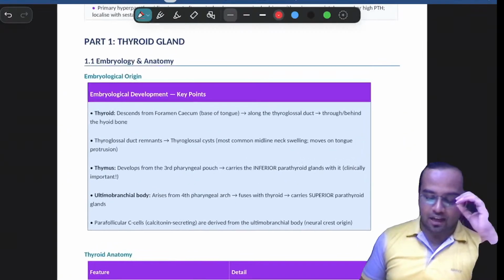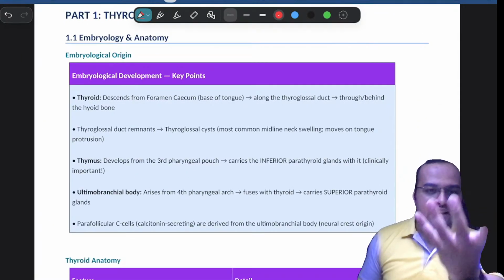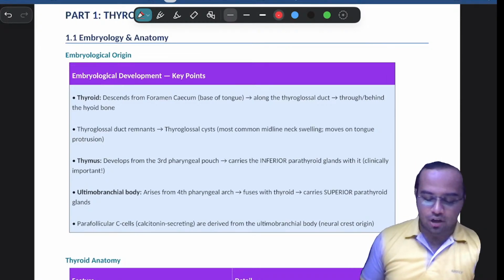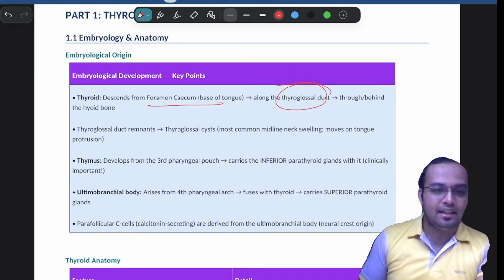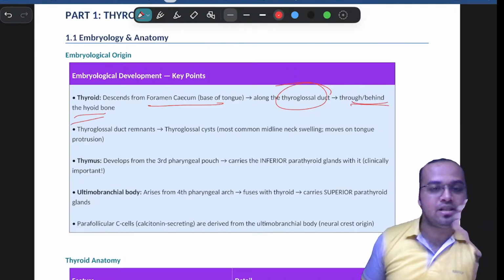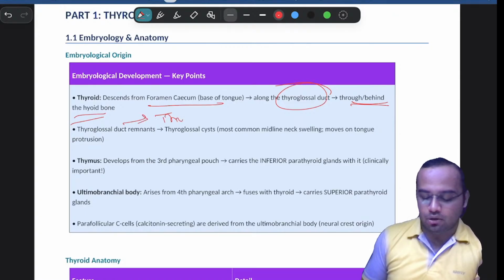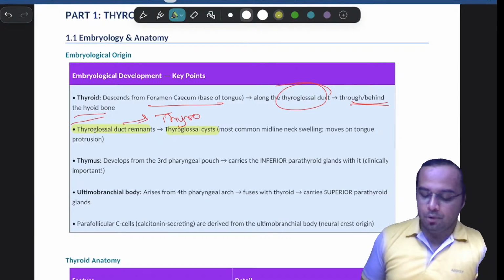So let's start off with the thyroid gland. Firstly, embryology. We all know that thyroid is going to develop in the tongue, and then it is going to descend. It descends from the foramen cecum at the base of the tongue around the thyroglossal duct, and here the duct is going to be left behind, which is going to penetrate the hyoid bone. So what is the clinical significance? We saw that it might form a thyroglossal cyst. A thyroglossal cyst is going to be a remnant of the thyroid tissue in the thyroglossal duct, most commonly a midline swelling.